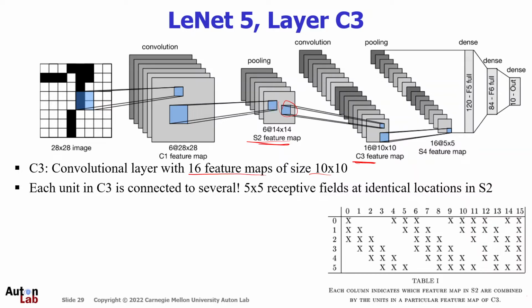For each of these 16 feature maps, this table shows where they get input from, that is, which feature maps out of the 6 maps in the previous layer S2 provide input to the feature maps in C3. For example, the 9th feature map in C3 will get input from feature maps 0, 3, 4, and 5 in S2. We can calculate that C3 has 1516 trainable parameters, which is again much smaller than what fully connected layers would have.